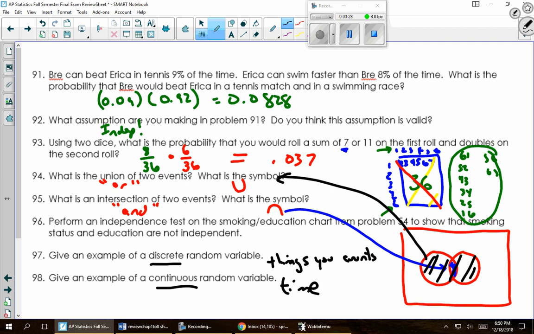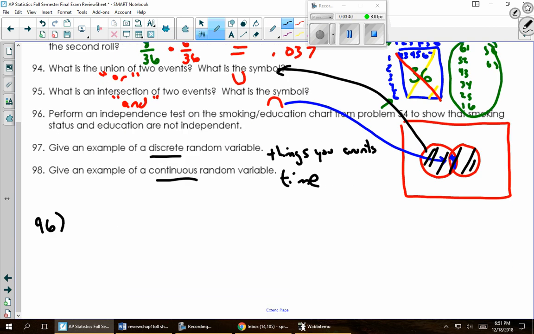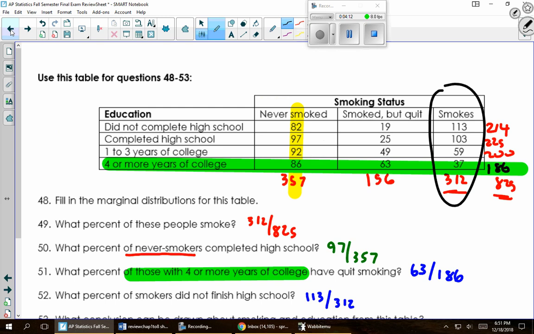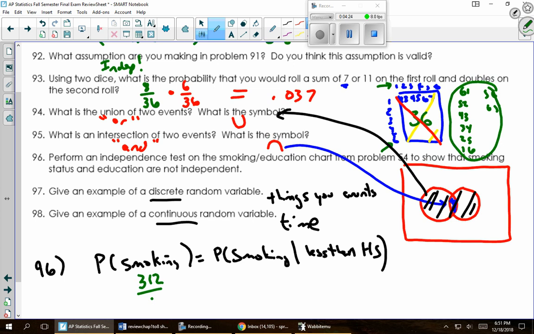Now, number 96 says perform an independence test on smoking and education to show that they are not independent. So I need a little more room right here. Let's work number 96. What I want to see is, for example, is the probability of smoking the same as the probability of smoking given some educational information like less than high school. If those are equal to each other, then they're independent. So we'll go back and look at that question. The probability of smoking was right here. The probability of smoking was 312 out of 825. That's this, 312 out of 825.